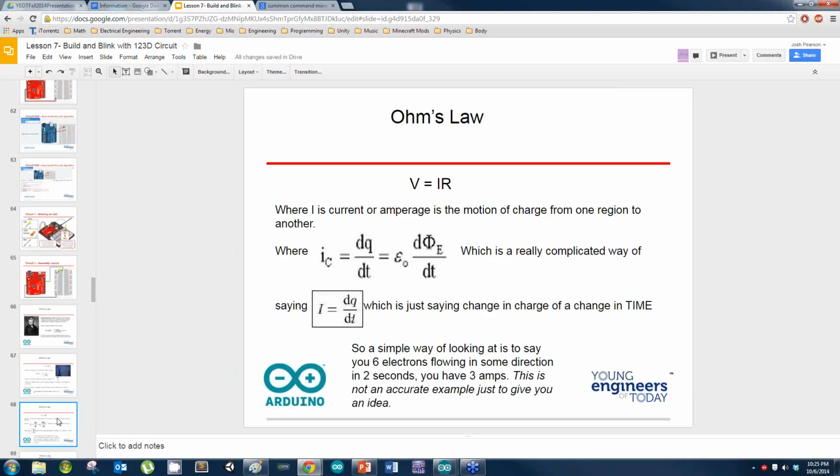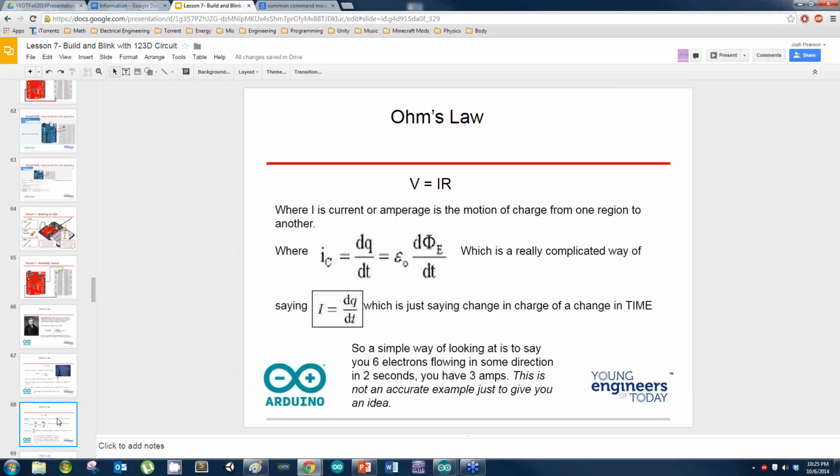So there's the actual equation for amperage. It's dq over dt, which is similar to velocity, which is just ds over dt. Or it equals epsilon naught times the change in electric flux over dt, which is just a complicated way of saying I equals q over t.